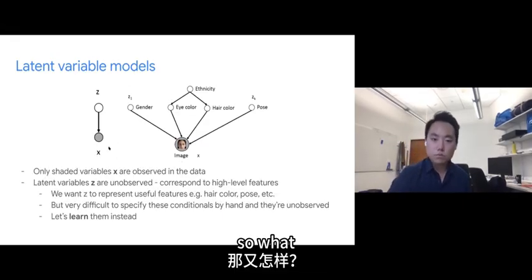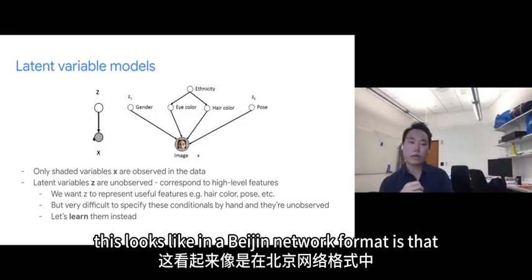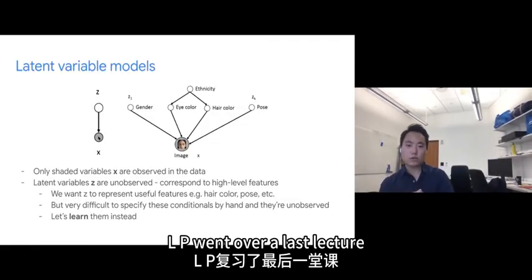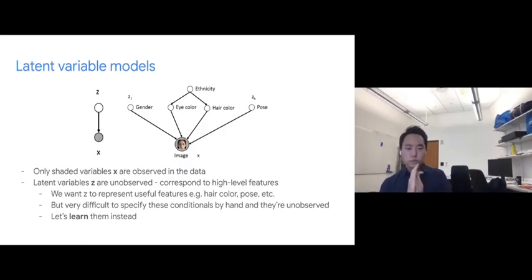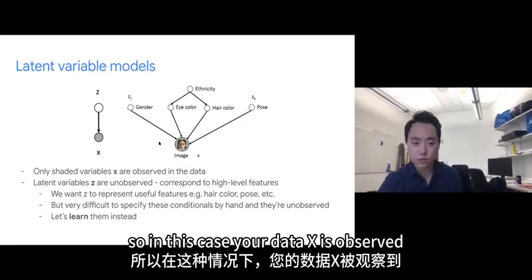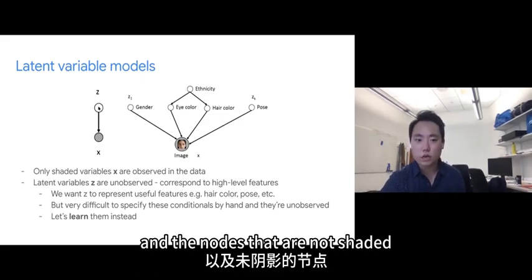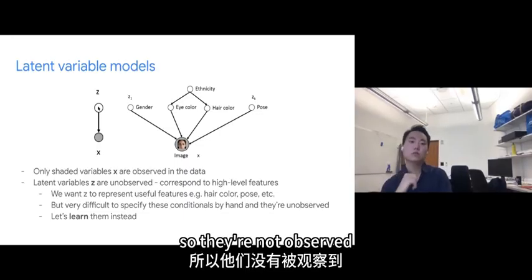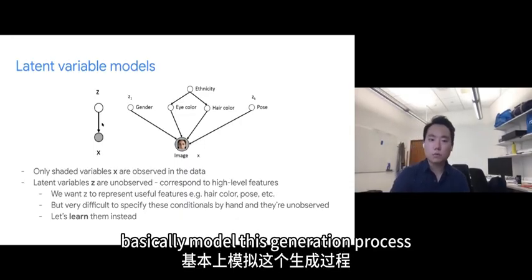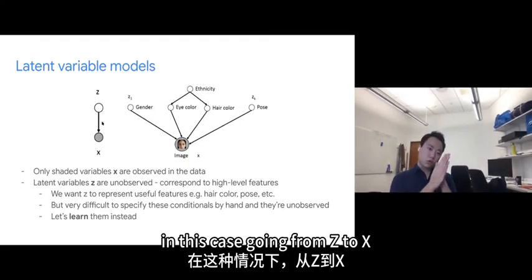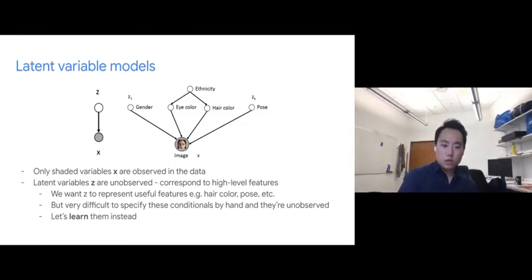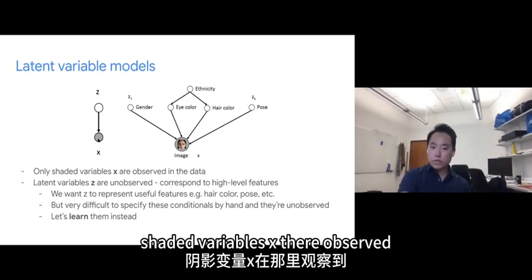In a Bayesian network format, you would have data X, and if you recall for Bayesian networks, LP went over it last lecture, the shaded nodes represent nodes that are observed. In this case, your data X is observed. The nodes that are not shaded are hidden or latent variables, so they're not observed. These are essentially the ones that you want to learn. The directed edges model this generation process, in this case going from Z to X. So you model your conditional distribution P of X given Z.